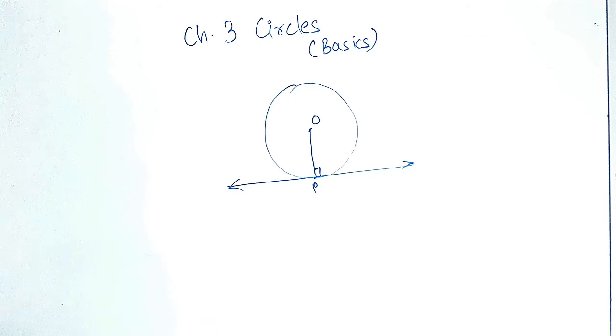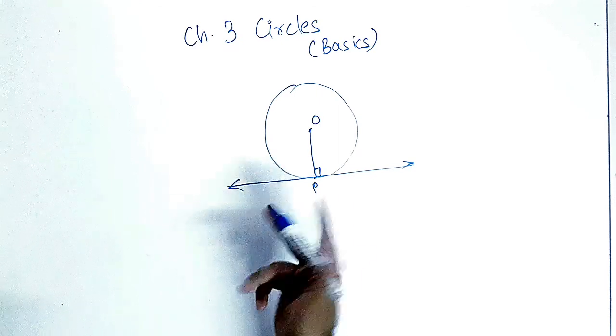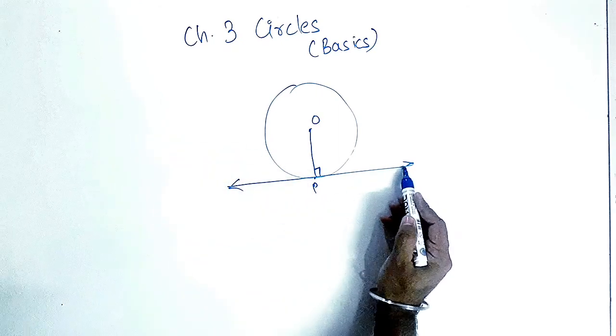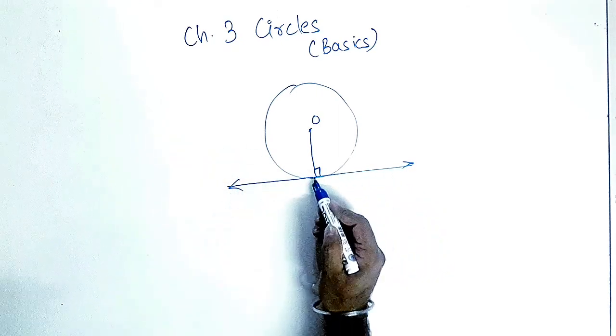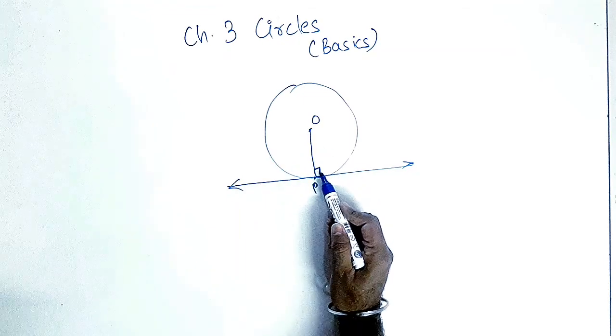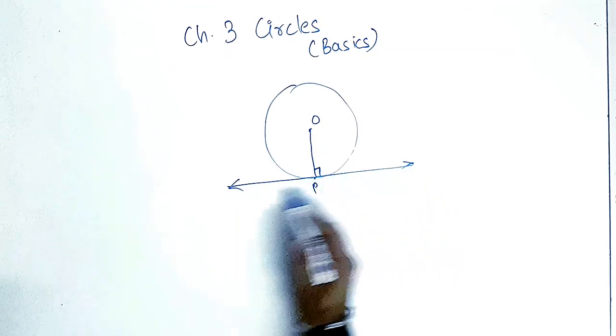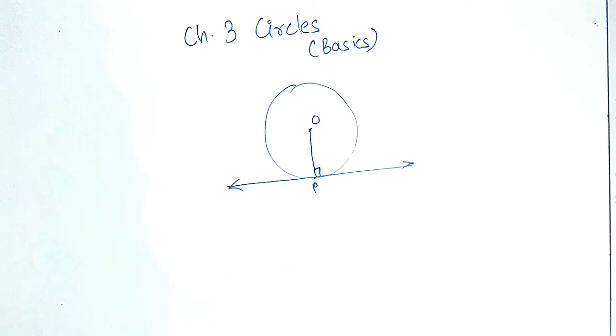Second one says that a line perpendicular to the radius at its point on the circle is the tangent to the circle. So it is the converse. If it is given that this line is perpendicular to the radius, then it simply means that this line is the tangent to the circle. Now the next theorem is very important.